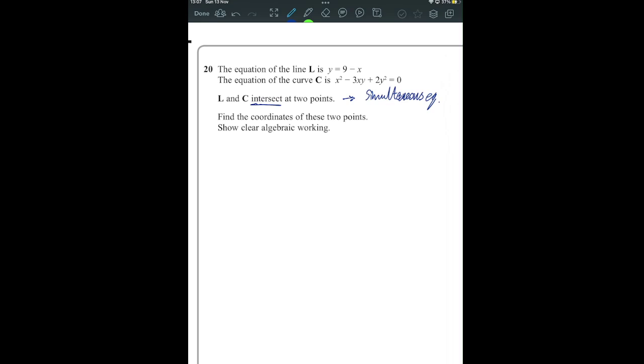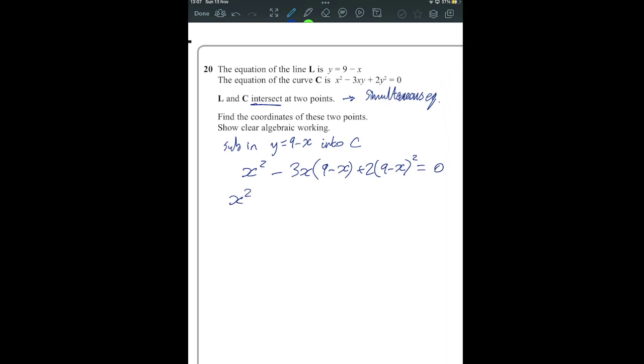Lovely is that the y is already the subject of that formula. So I can sub in y. So sub in, I'm going to sub y equals 9 minus x into the curve C. So x squared minus 3x, that was a y. I'm going to replace it with 9 minus x. Plus 2 lots of, well, it was y squared, but I'm going to write it as 9 minus x squared.